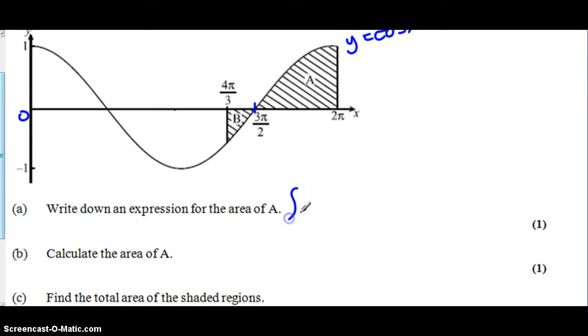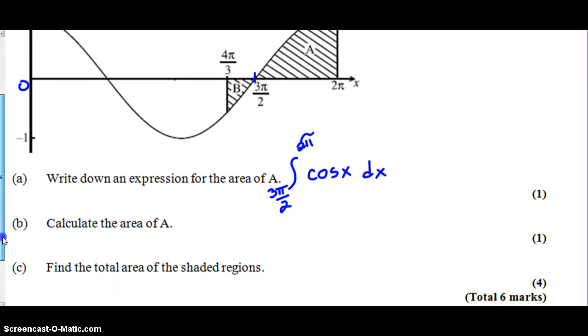Well, just an expression would mean to find the area between the curve and the x-axis, that by definition is the integral, from 3 pi over 2, which is where it crosses the x-axis, to 2 pi, which is the end of this enclosed area. And the function we're dealing with, or the function that we want to find the area underneath, is the cosine graph with respect to x. That is an expression, doesn't say to solve, so part A is complete.